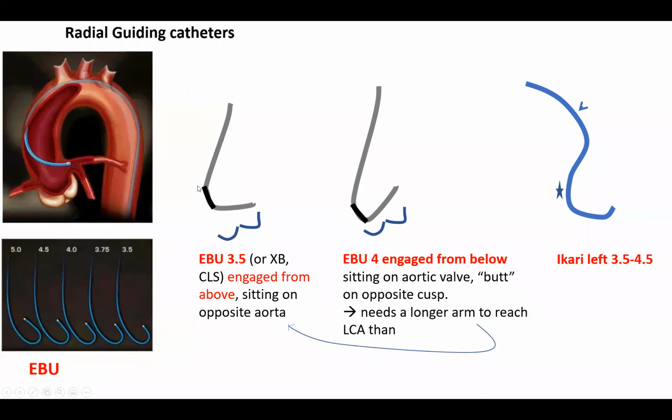I will move on to describe guiding catheters. And after I describe guiding catheter, I'm going to give more cases to illustrate engagement with both diagnostic and guiding catheters. But that section is more for advanced fellows and interventional fellows.